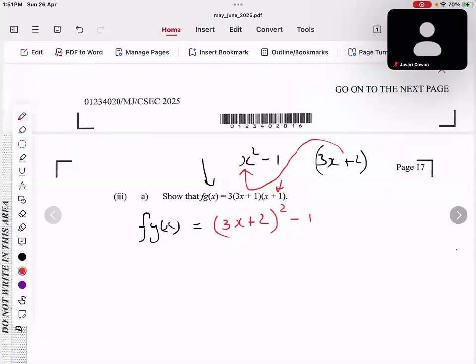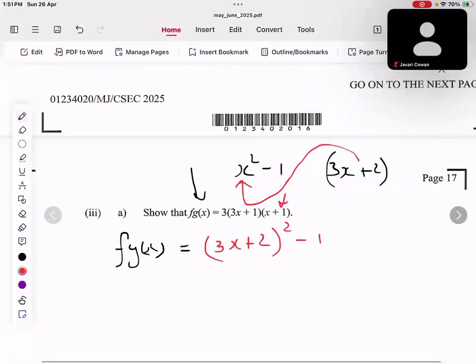So ready now? Let's break it down. So look at this now. We have 3x plus 2 all squared minus 1. Now, anybody knows what this expression is called? Start with D. It's a difference of 2 squares. Correct, sir. It is called a difference of 2 squares. Sir, how do you know that?